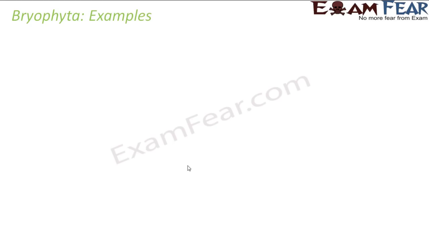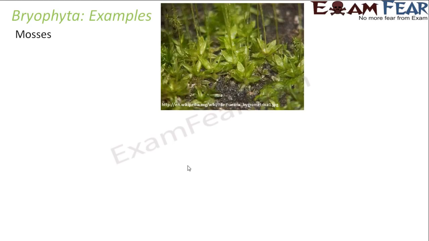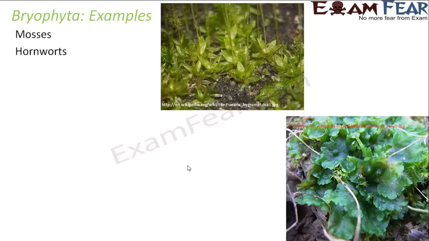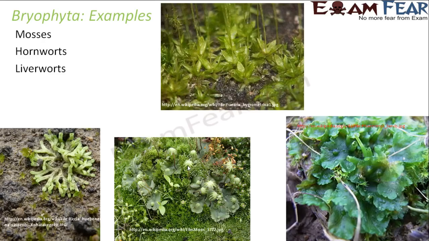Now let us look at some examples of bryophytes. Mosses, hornworts, and liverworts are some of the examples of bryophytes. So here you can see the kind of plants which we are talking about. They will not grow very tall. They will be about the length of grasses or something. In these pictures, you can visualize how tall or how big these plants are. So this is how they look. Mosses, hornworts, and liverworts are the examples of bryophytes.